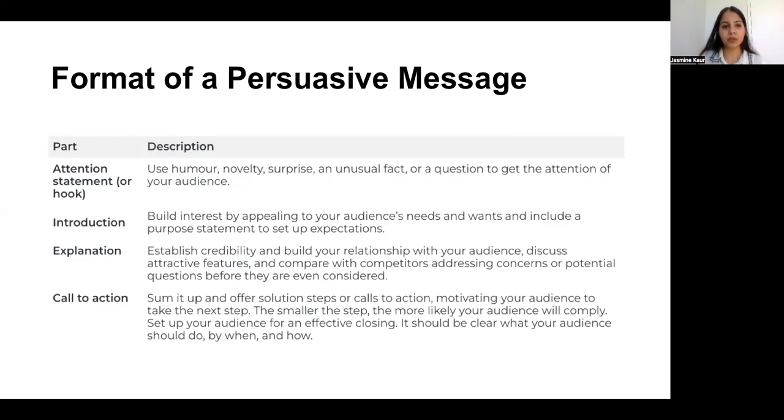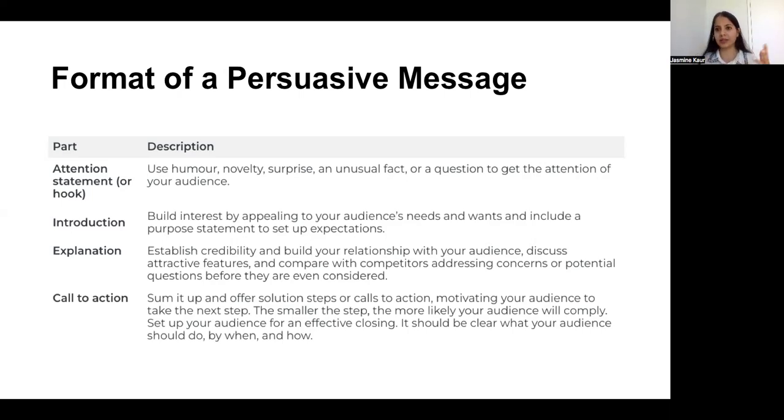So here we are starting with attention. We have to grab the attention. We have a number of advertisements that are generated every day. Not every advertisement captures the attention of the customer. So that can be done with this attention statement, also known as a hook. Usually we have advertisements that start with a very unique statement, with a very surprising fact. We can also send persuasive emails wherein we start our emails with very unusual statements. So this captures the attention.